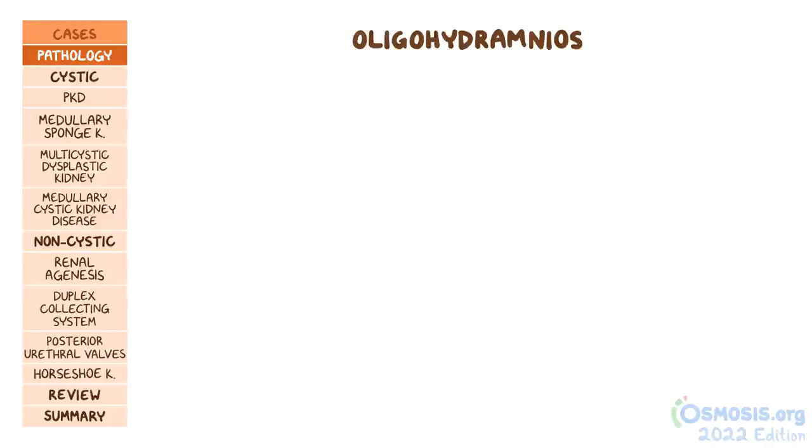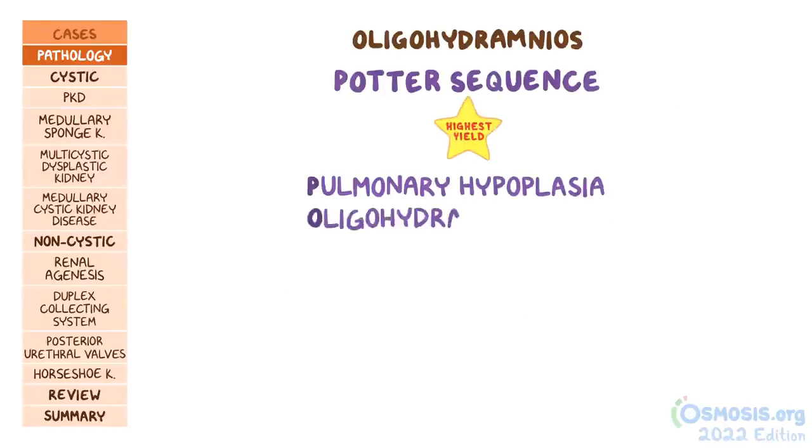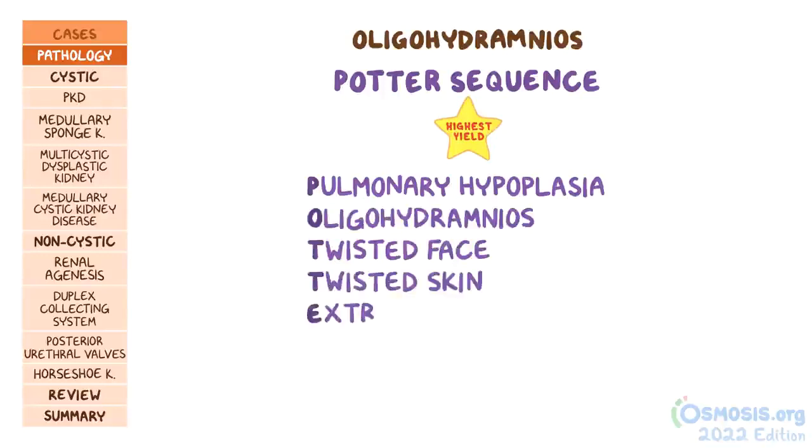Okay, now one high-yield fact is remembering the specifics for Potter sequence. And we have a mnemonic for that. P is for pulmonary hypoplasia, O is for oligohydramnios, the first T is for twisted face, the second T is for twisted skin, E is for extremity defects, and R is for renal failure.